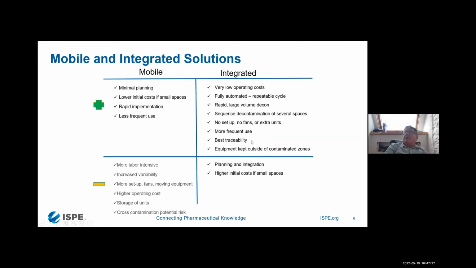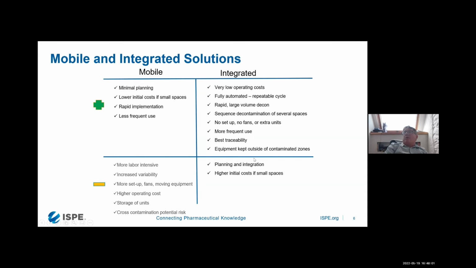In terms of traceability, the systems are directly connected to the network, to the EMS and BMS directly. It's possible with the mobile, but it's a bit more difficult, and then you need also to guarantee the connections. And the most important here, the equipment is kept outside of contaminated zone. So you will not contaminate the equipment if you have to do a decontamination. This is a factor that many auditors, many people are pushing up front now.